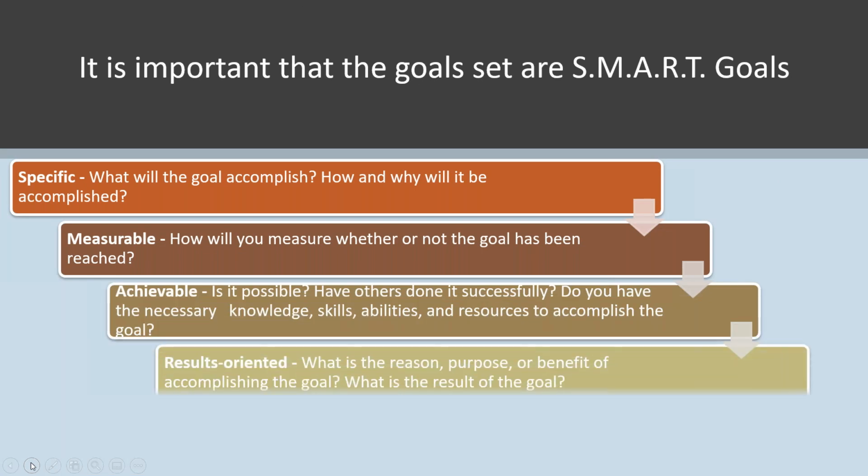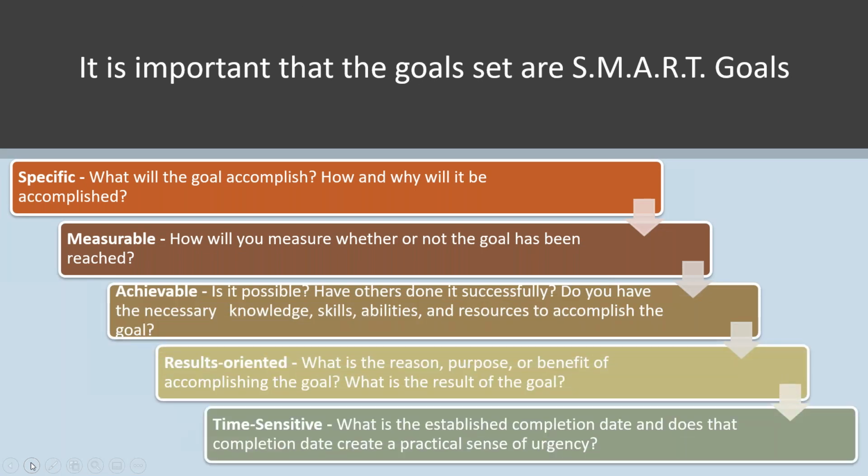And any book you read about setting goals, they always come up with the acronym SMART, which stands for specific, measurable, achievable, results-oriented, and time-sensitive. If your goals do not have these 5 criteria, they won't happen. You will not achieve them. So specific: what exactly goal do you want to accomplish, and how and why will it be accomplished? So again, what's in it for you? Measurable is how are you going to measure whether the goal has been achieved or not.